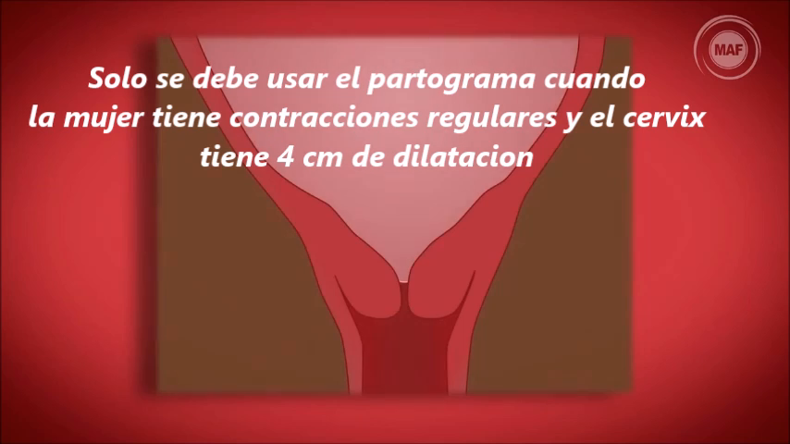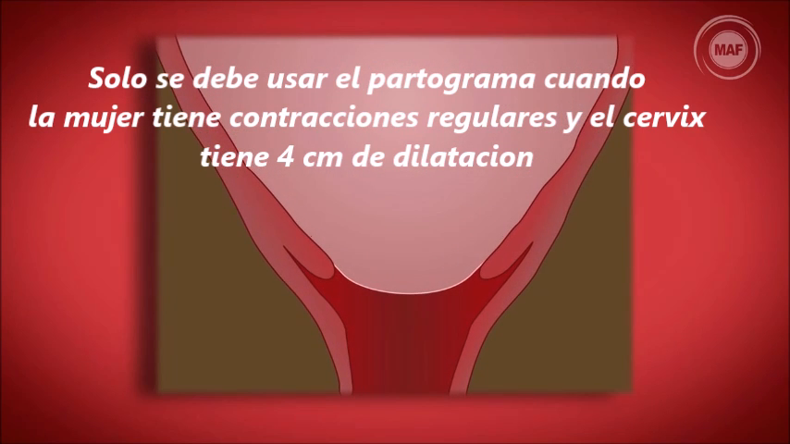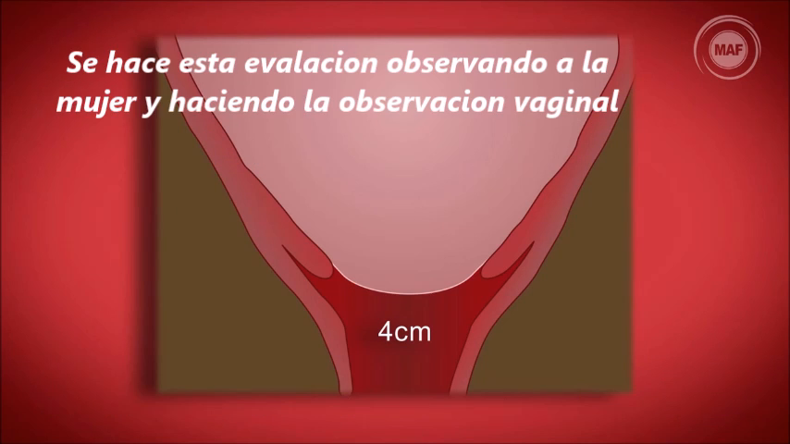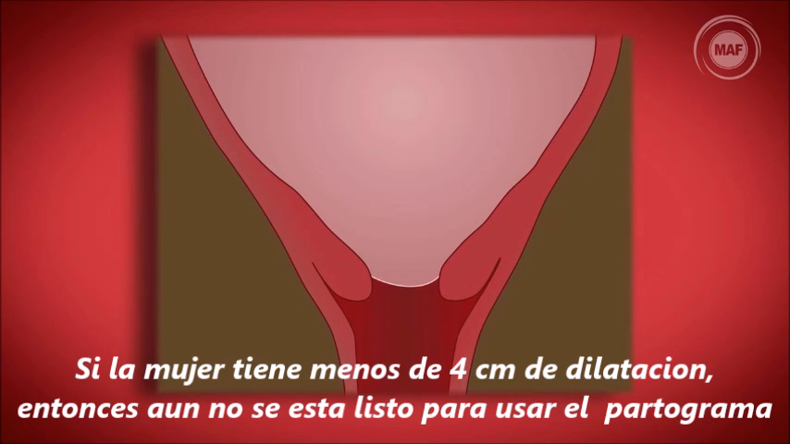You should start using the partograph when the woman is having regular contractions and her cervix is 4 centimetres or more dilated. This is known as the active phase of labour. You make this assessment by observing the woman and carrying out a vaginal examination. If the woman is less than 4 centimetres dilated, then you're not ready to start using the partograph.